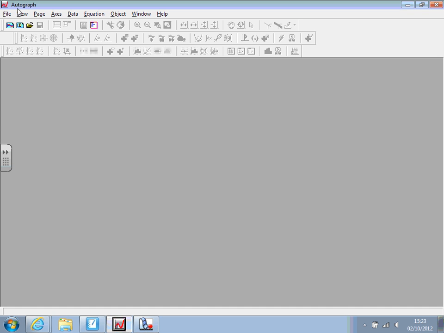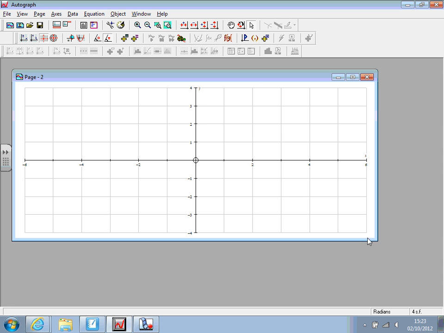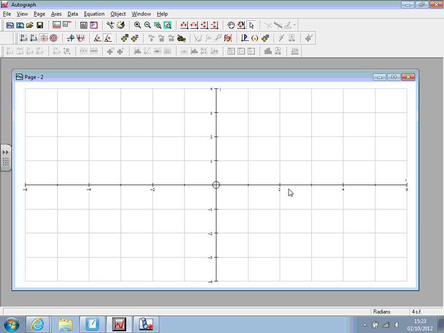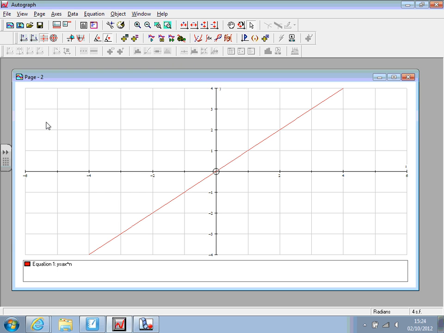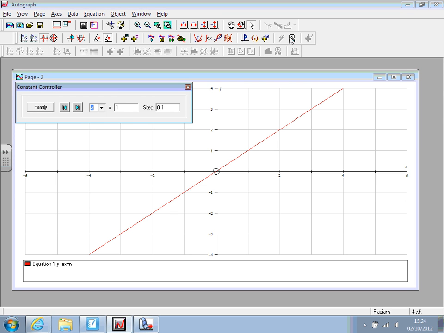So we start a new page, we enter an equation, and we type in y. So this recognises y and x. So y equals a x to the power n. Yeah, okay. Now by default, this software using this constant controller here sets a and n as 1. So I can change them to any value I want. So at the moment, a and n are both 1.